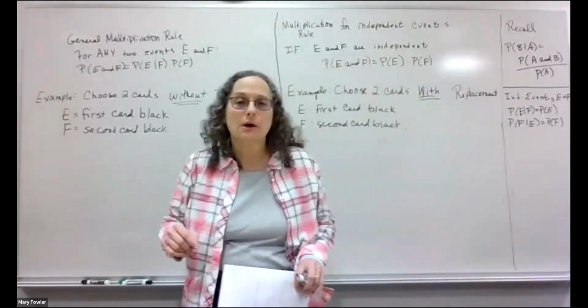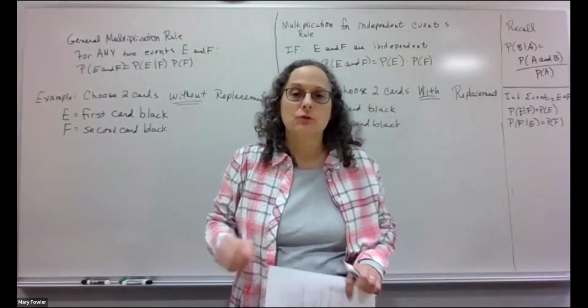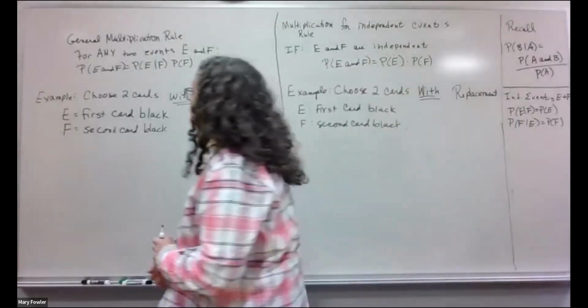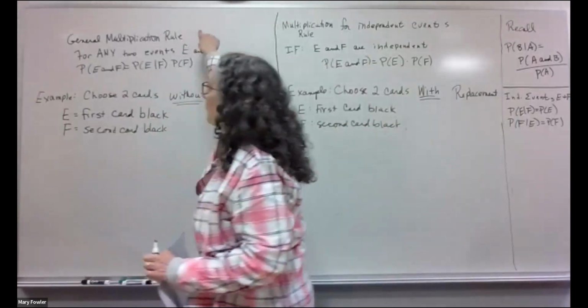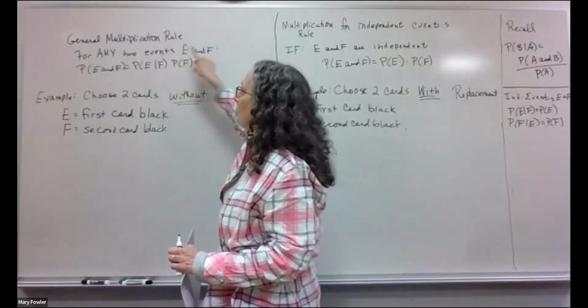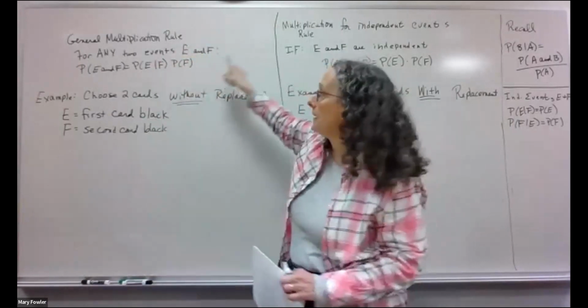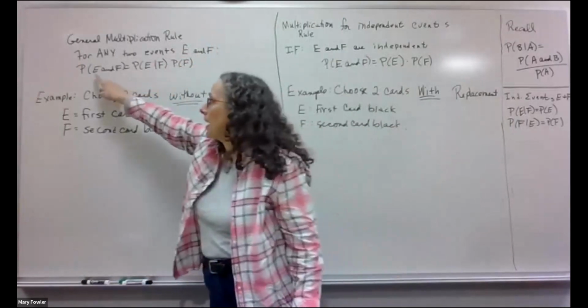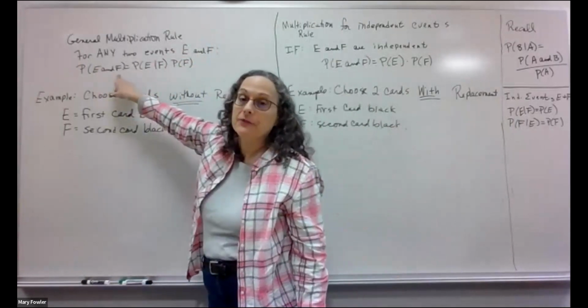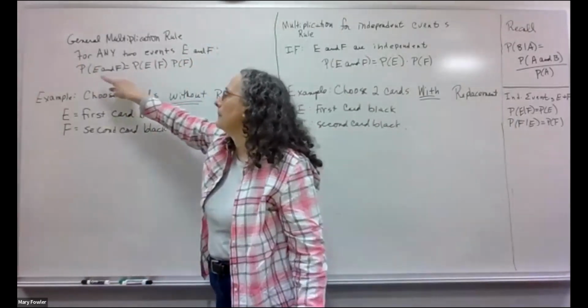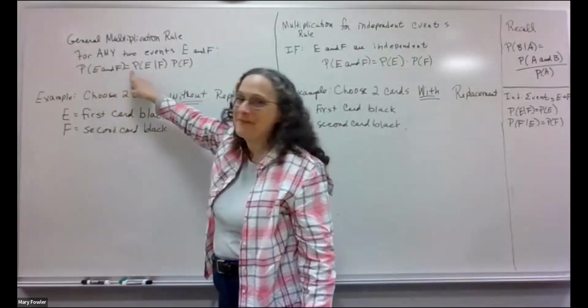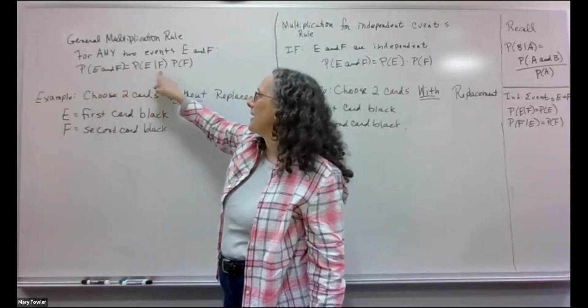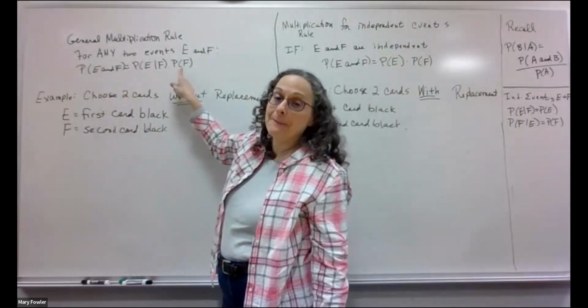So I wanted to talk about multiplication rules. We have a general multiplication rule for any two events. The probability of E and F equals the probability of E given F times the probability of F.